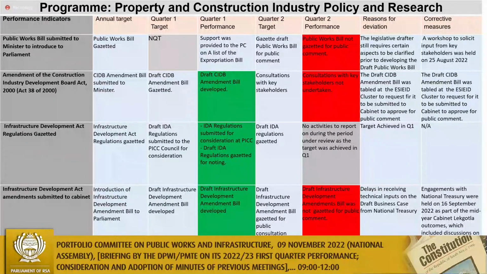And then the Infrastructure Development Act, which was also at the end of the year, the intention is to gazette, but in quarter one is basically to draft those regulations and submit them to the PICC Council for consideration. This was actually done, and it was gazetted in the first quarter. The Infrastructure Development Act regulations were submitted to the PICC, and then the regulations were gazetted for noting. This was actually achieved in quarter one. So going forward, then it's further consultations after gazetting.